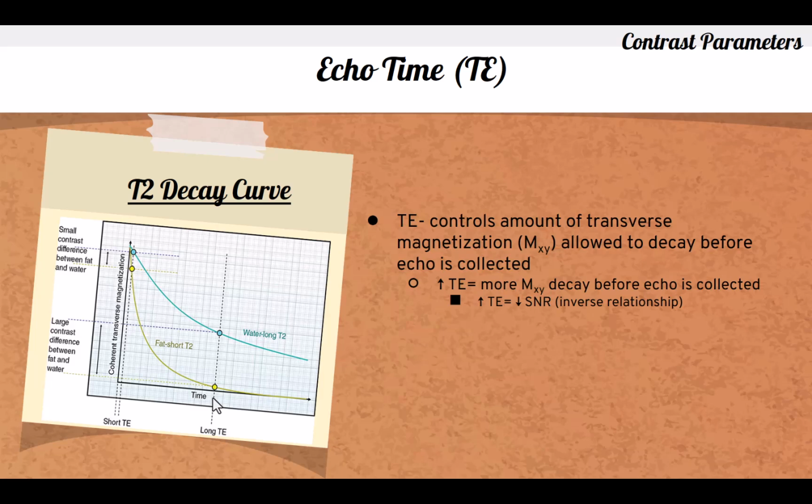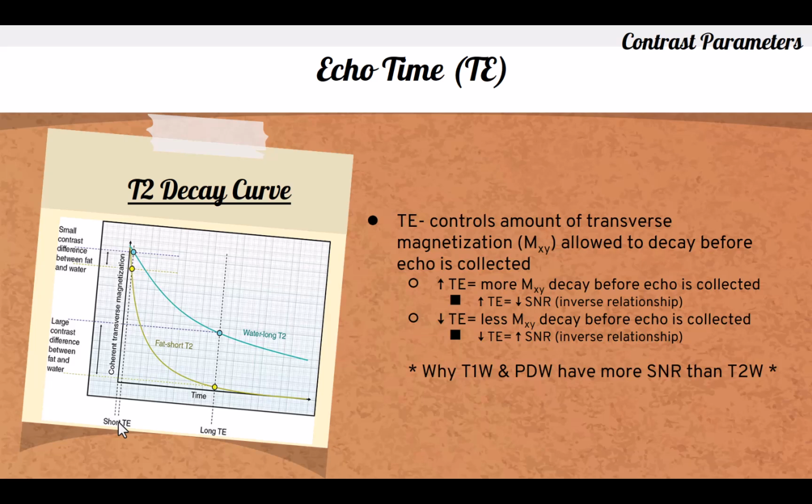There's an inverse relationship. But as you can see with a shorter TE, you have less transverse magnetization decay of these tissues before the echo is collected. So overall, you'll keep the signal by having a shorter TE. And this is why T1 weighted and proton density weighted images have more signal than T2 weighted, because these two types of image weightings have short TEs associated with them.